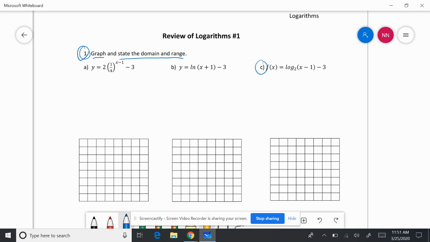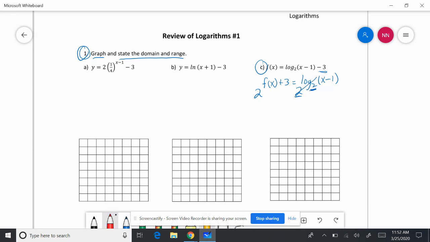First step that I want to do is add 3 on both sides. That gives me f of x plus 3 equals log base 2 of x minus 1. Now I need to get rid of the base, so I'm going to do a base of 2 on both sides of the equation. And remember, whenever we have bases that are the same, it always becomes 1.